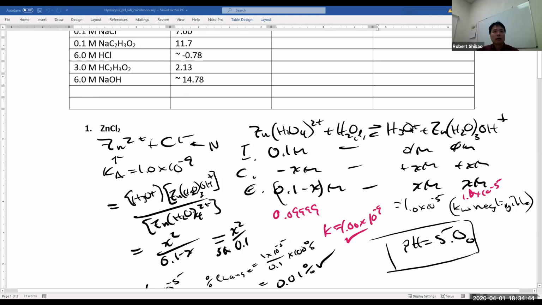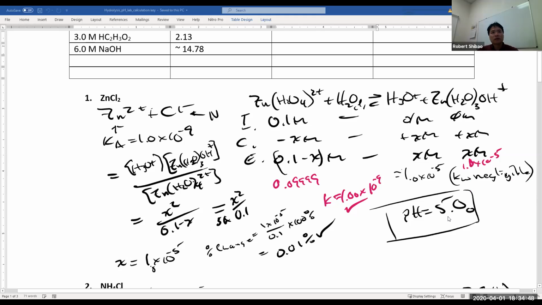We can just check. So for zinc, I calculated a pH of 5.0. I could double check it by getting the equilibrium concentrations, which are in magenta here. This one here and this one here, and then the hydronium, and then plugging it back into K. So when I do that and calculate K, it comes out to 1.00 times 10⁻⁹, which is good. And so that's my check on this. This is the check for the simplifying assumption here.